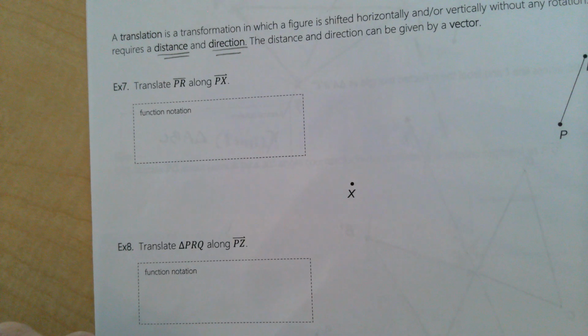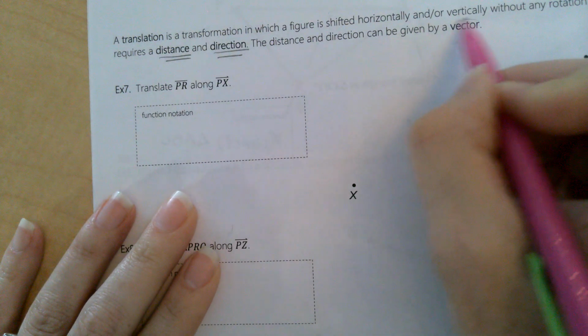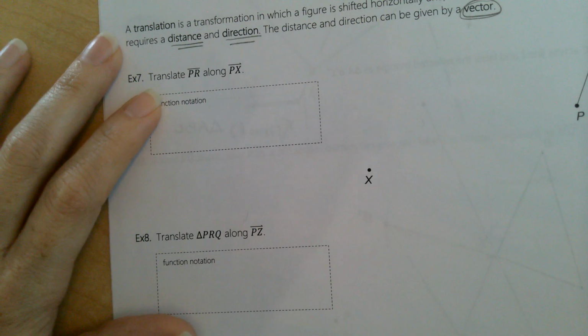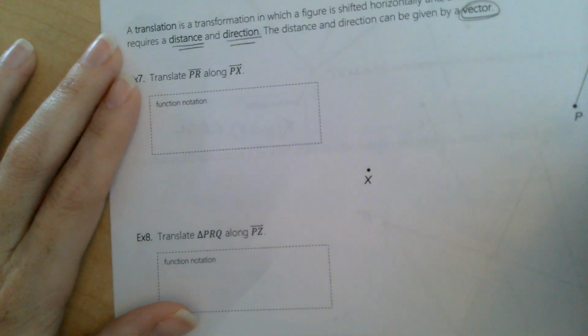The distance and the direction can be given by a vector. Okay, that's what we're going to translate. How we're going to move it is by the vector. Now when we do a translation, we are going to translate PR along this.